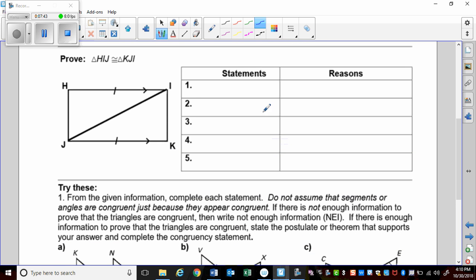Alrighty, let's try this proof. It says, prove that these two triangles are congruent. HIJ, so this top triangle, and KJI, the bottom triangle. Okay, well, we are given HI is congruent to JK because they have this little dash here. That means that since they both have one, they are congruent. So I'm going to write it in there. HI is congruent to JK. And that's what they give us.